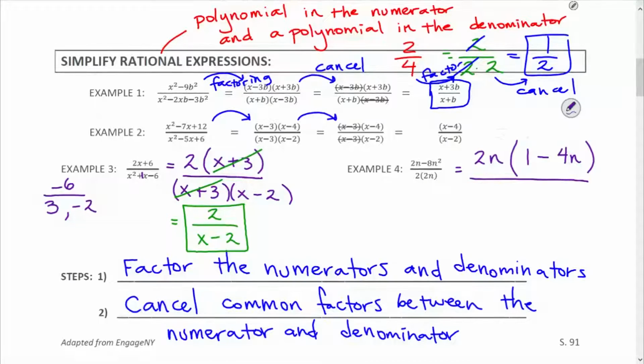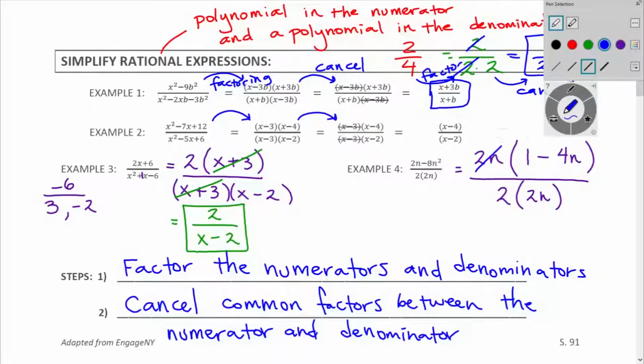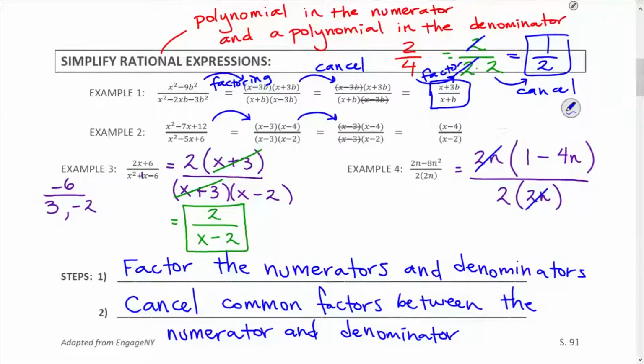Divided by, now I could multiply the 2 times 2n, but I see already in the numerator I have 2n. So it's really easy for me to write down 2 parenthesis 2n so that I can cancel off this 2n and this 2n. Okay? And what I'm left with is in the numerator 1 minus 4n divided by 2.